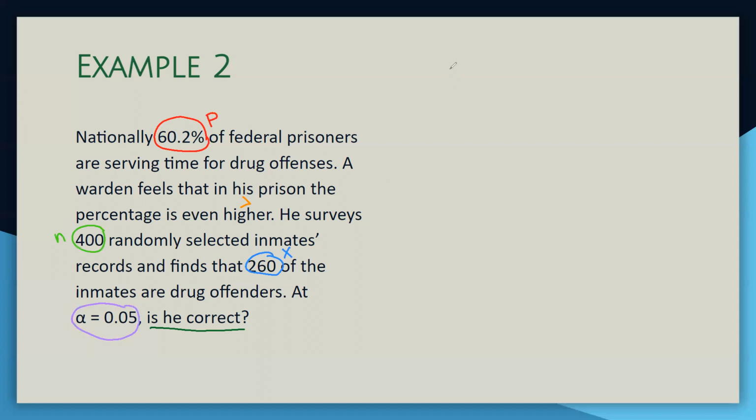So we have enough information to go ahead and run our hypothesis test. We're going to use p-value again because it's quicker. Because this is a claim about a proportion, we know we're doing a z-test for a proportion.